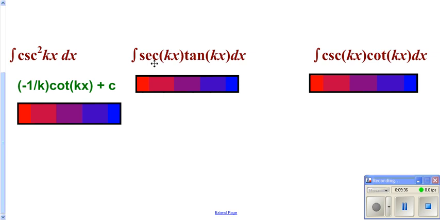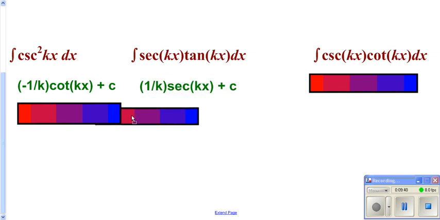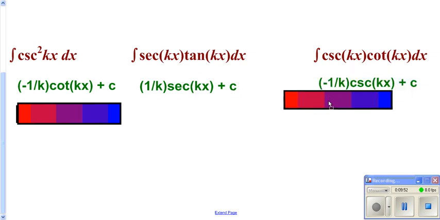Over here, you think, okay, the derivative of what is secant tangent, and that is secant, so your antiderivative is secant of kx, because that's what's after your secant and tangent. And you get a 1 over k and a c. And then similarly over here.